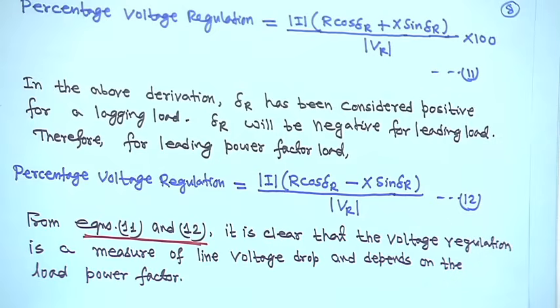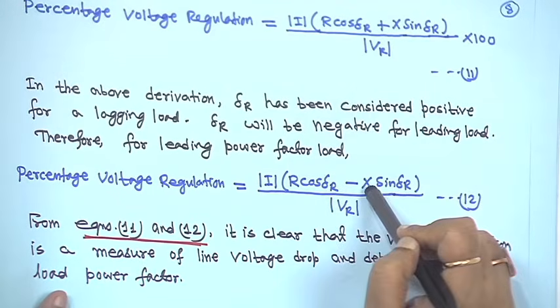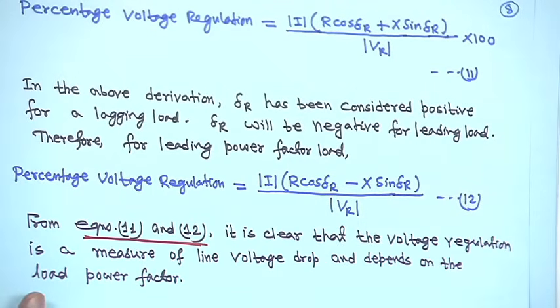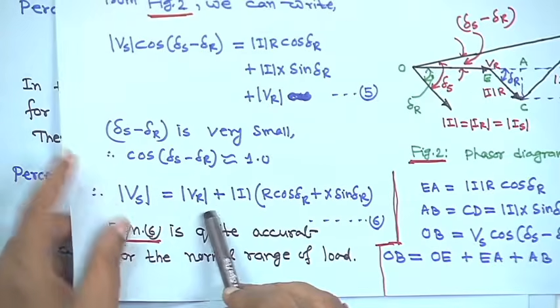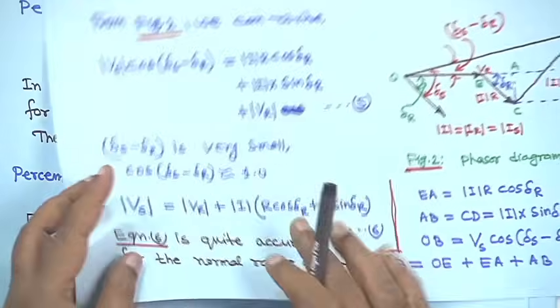From equations 11 and 12, it is clear that the voltage regulation is a measure of line voltage drop and depends on the load power factor, because either this term or this term is basically the line voltage drop. Magnitude Vs minus magnitude VR is the line voltage drop, equal to magnitude I into this term.